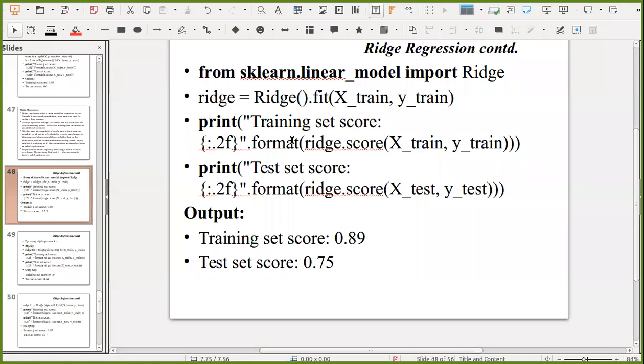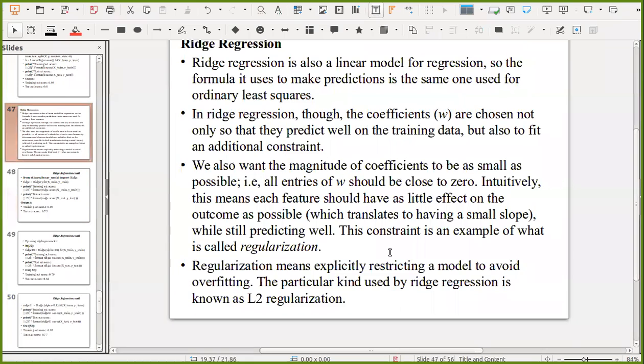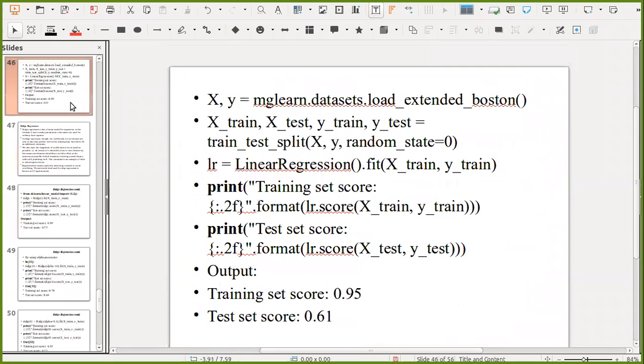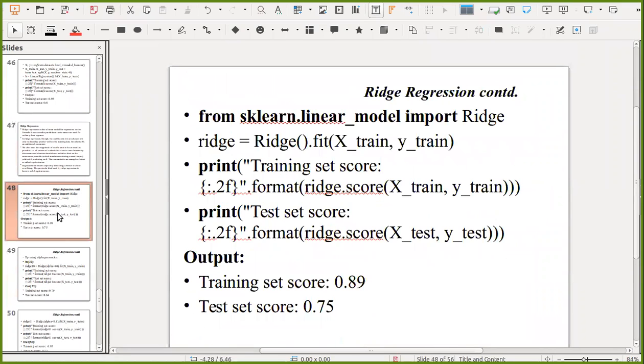Then, based on X train and Y train, in the previous case we used the least squares concept. But in case of ridge, it will not use that. A parameter or two missing is tolerated. Sorry, that is in the last. But here the training score is kept maximum, so that it will not have overfitting.